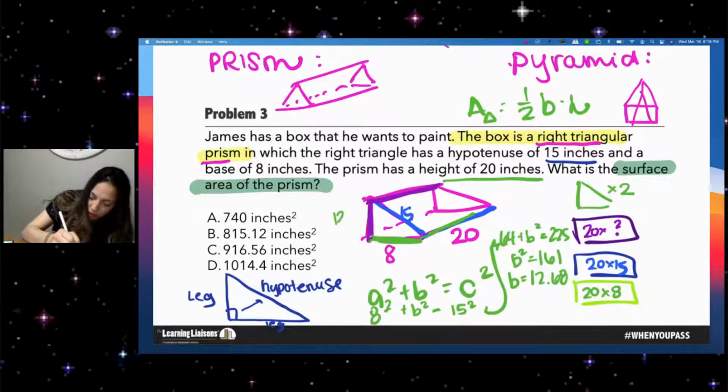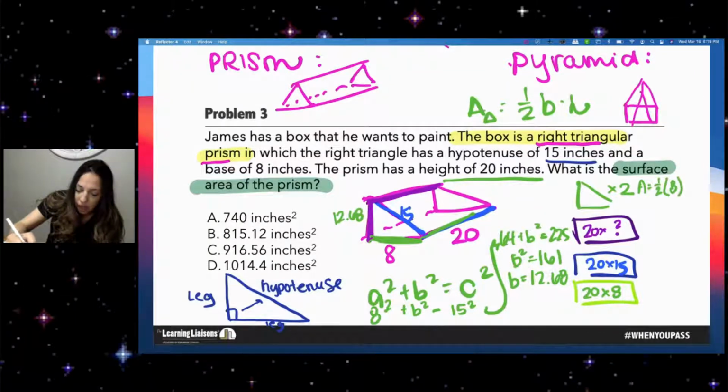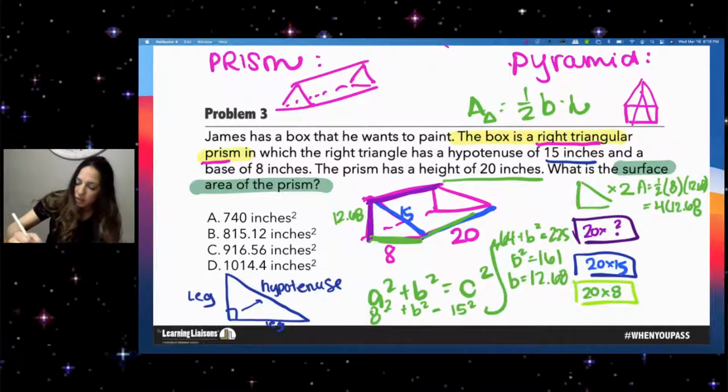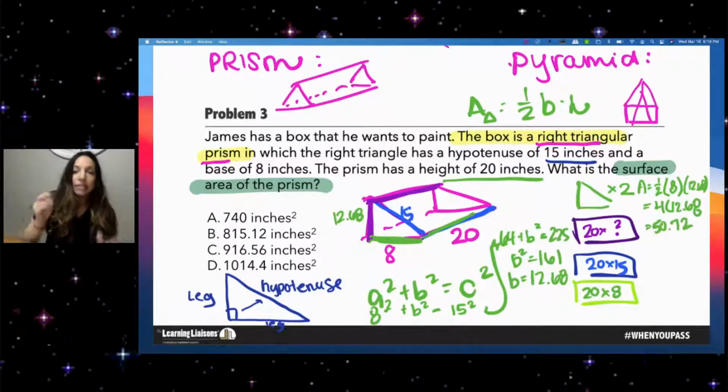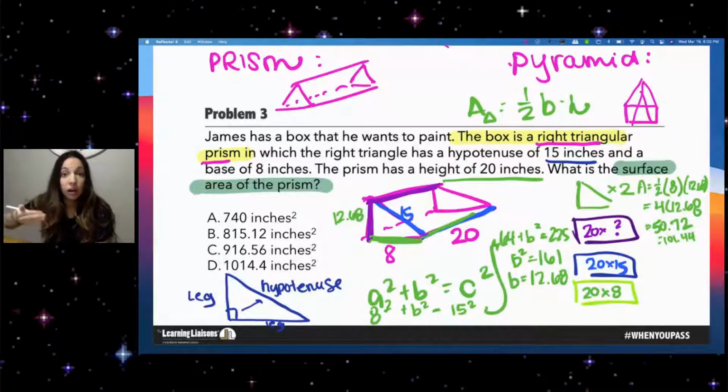So 12.68. So now I'm going to do area equals 1/2 base 8, height 12.68. So 1/2 of 8 is 4. 4 times 12.68 is 50.72. That's the area of one triangle. But I have 2 triangles. So I'm going to multiply that times 2. And I get 101.44. Now I need to find the area of all my other rectangles.